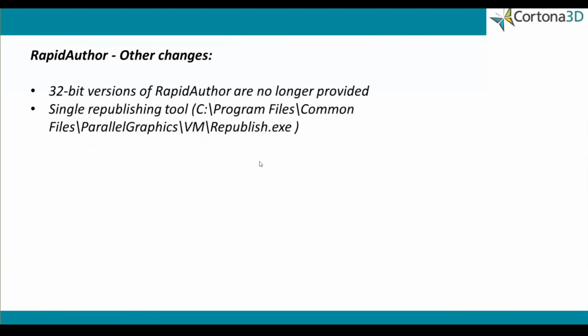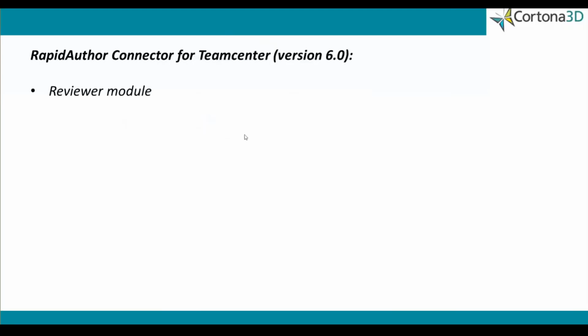Now, other changes on RapidAuthor involve that we cease to support 32-bit versions of RapidAuthor, and there is now a singular publishing tool, bulk publishing. Prior to that, we had individual tools for Rapid Menu, Rapid Catalog. Now they're all combined into one, and you can republish all your projects in bulk using this tool. The tool is indicated here by this path, and obviously a number of bug fixes.